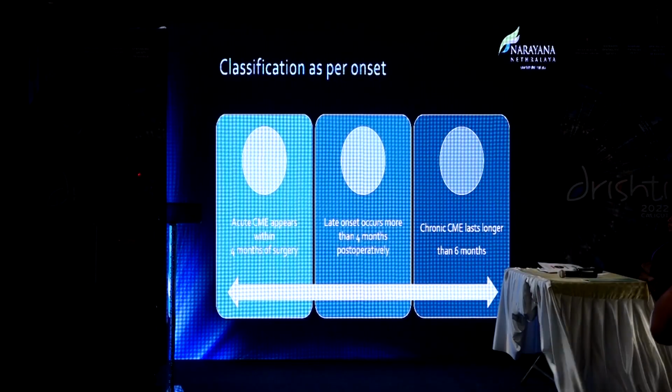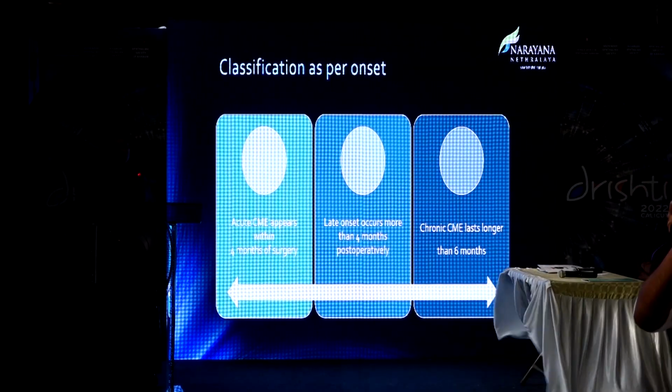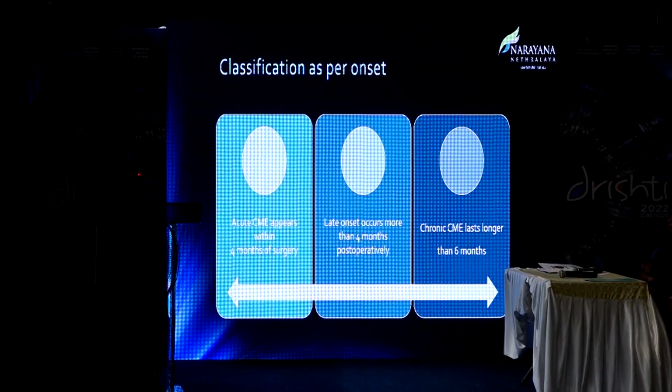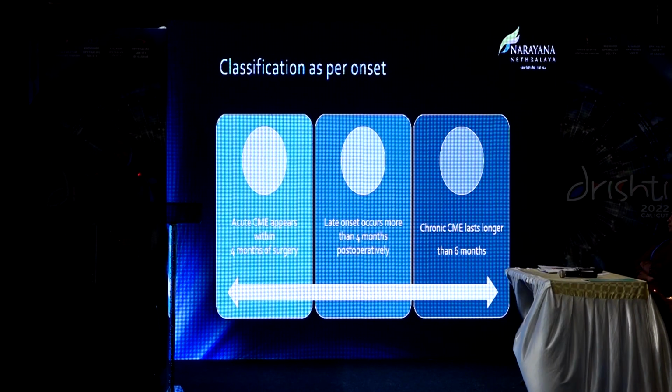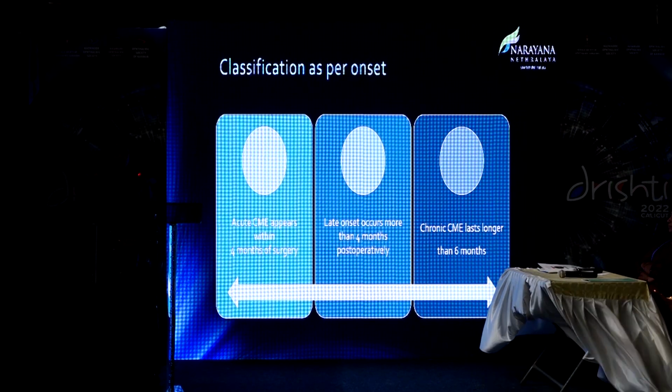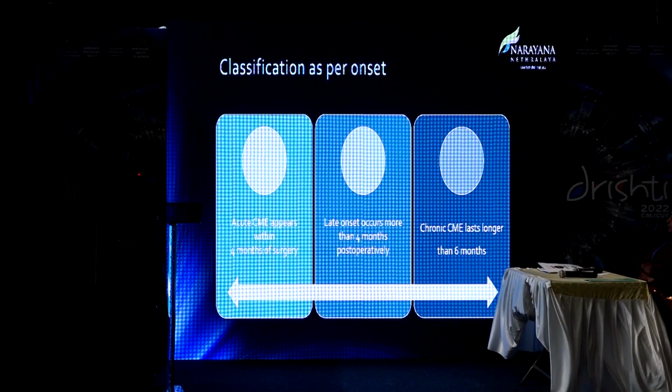Now, when you look at the classification, based on when it occurs, it could be either acute, when it occurs within 4 months, and late onset when we see it after 4 months. Very good vision patients can still come back. Chronic CME is when it lasts for more than 6 months.